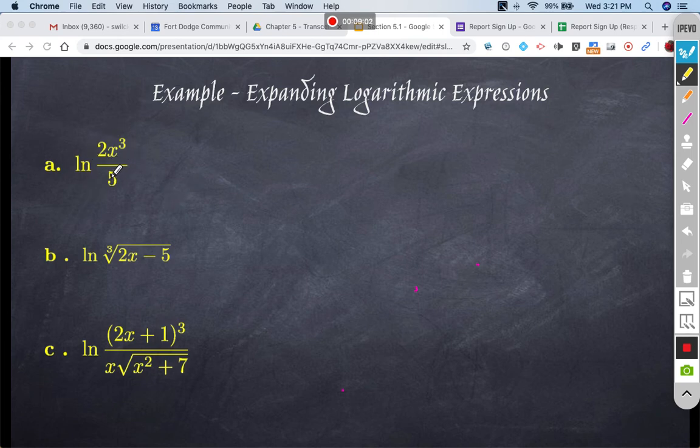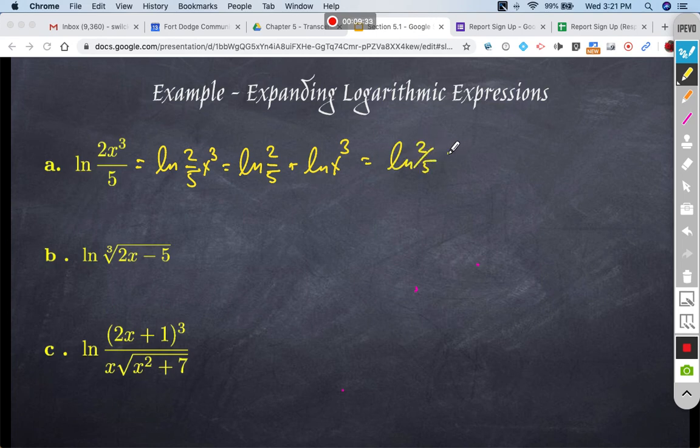So again, we kind of use the order of operations backwards. I'm going to rewrite this as the natural log of 2/5 x to the third. So that's the log of a product. So that's the log of 2/5 plus the log of x to the third. And here we have an exponent. So that's the log of 2/5 plus 3 times the natural log of x. That would be expanded out. Make it as simple, as smallest chunks as possible.